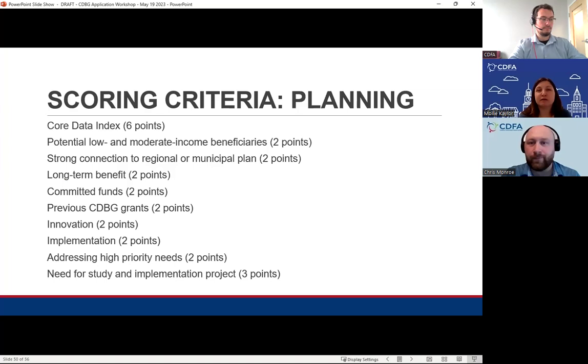Planning grants can come in, they're accepted on a rolling basis. So they are not being scored against other applications typically. They are typically just being scored on the merits of the project itself, the application itself, not in relation to other projects like that's what happens in the housing and public facilities rounds.